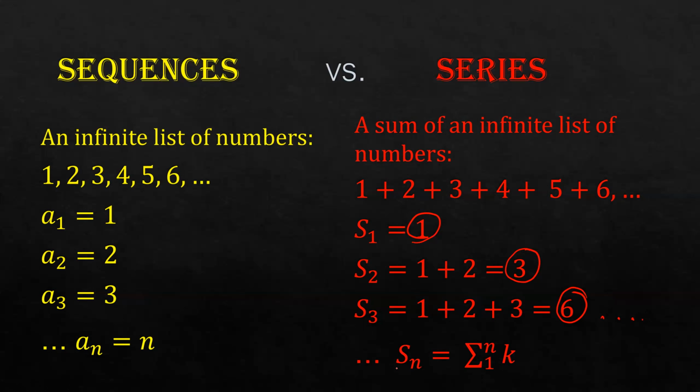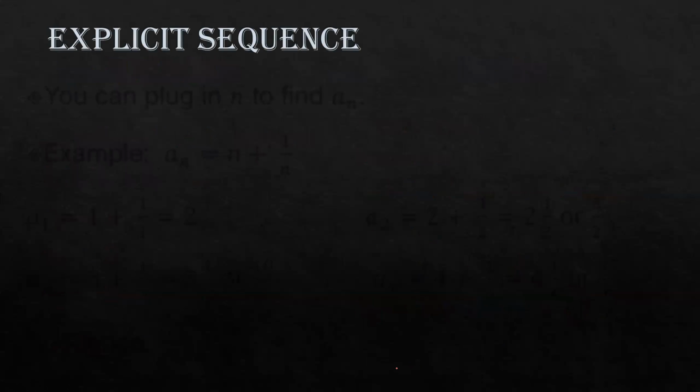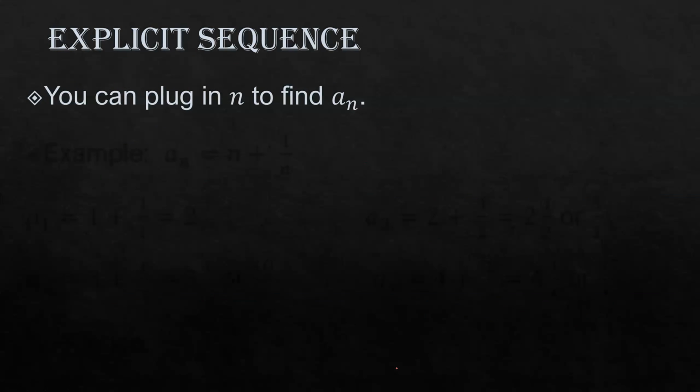Okay, so let's take a look at sequences. When you see sequences, you may see them explicitly, meaning you can plug in the n to find that nth term. For example, an equation is given to you: a_n is equal to n plus 1 over n.